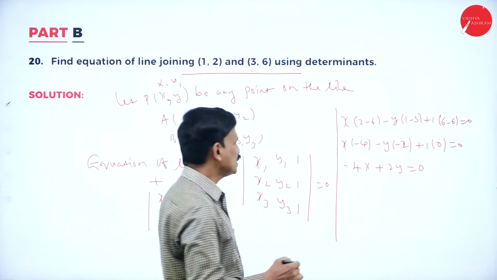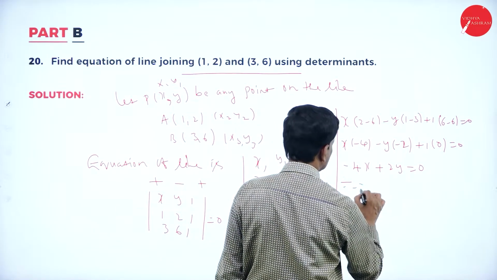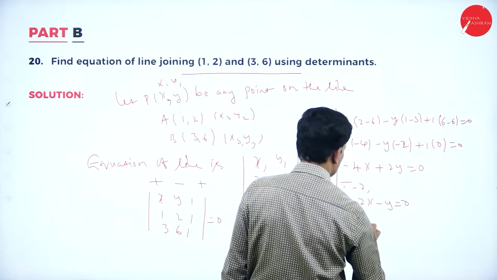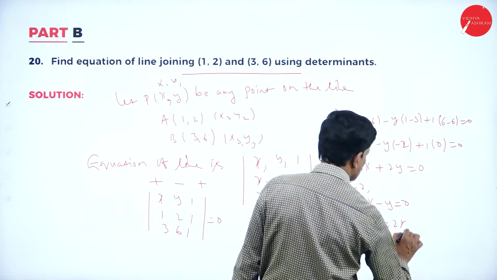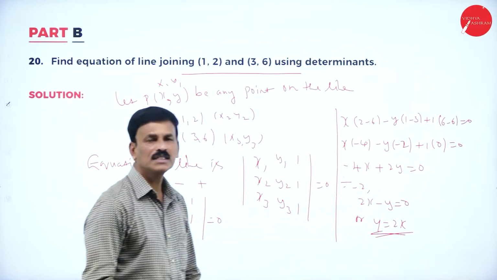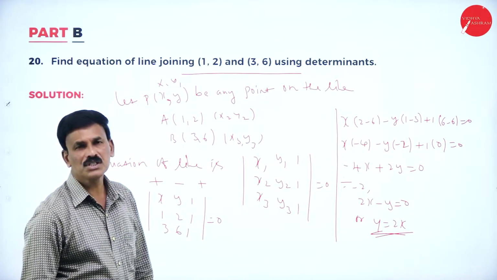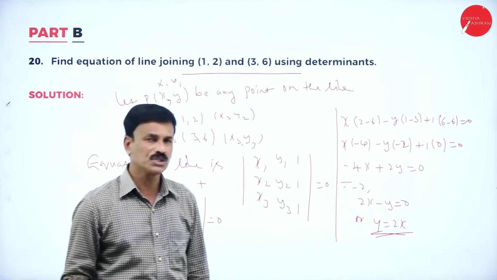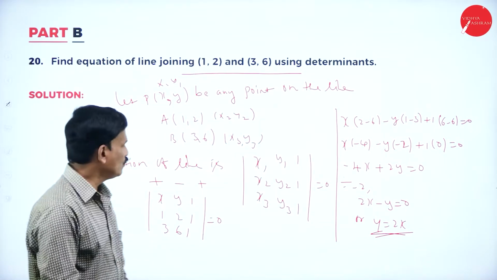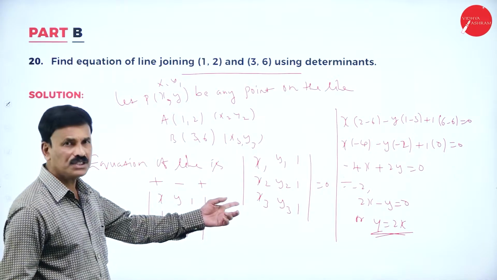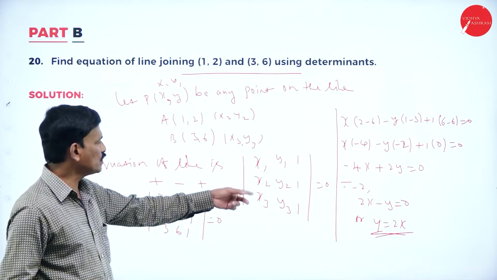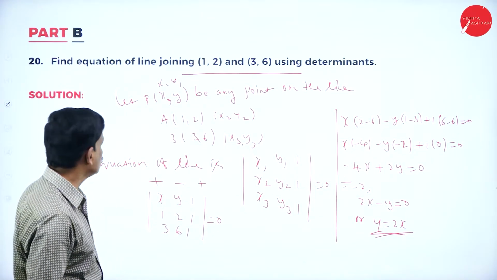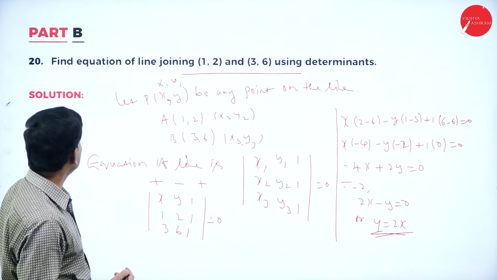So if you want, you can divide by minus 2. Then what you will get? 2x minus y is equal to 0 or y is equal to 2x is the equation of the line. So the required equation is y is equal to 2x, or you can stop at 2x minus y is equal to 0. That's it. Very important problem. Very simple. What is the formula to find the equation of a line? Determinant x1, x2, x3, y1, y2, y3, 1, 1, 1 is equal to 0. That's it. Now let us come to the next problem.